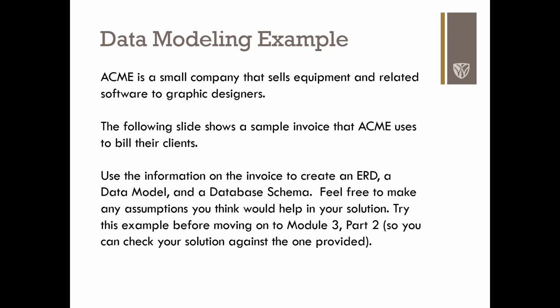So what I'd like to do now is to take a look at an example. The one I've chosen is a company called Acme. They sell equipment and software to graphics designers. And on the following slide, we'll see a sample invoice of how they bill their clients. What I'd like you to do is to take the information shown on the invoice, and from it try and derive what entities are involved that they're going to need to keep track of.